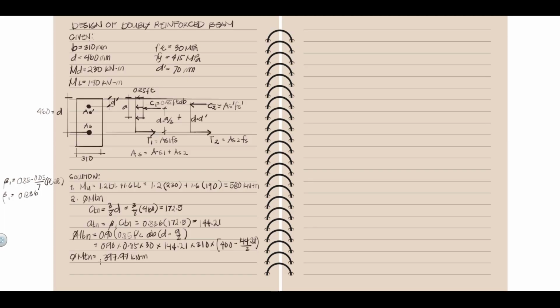That is our phi MTN. Next, we compare it to our MU. MU is 580, our phi MTN is 397. So MU is greater than phi MTN. Therefore, it is a doubly reinforced design.